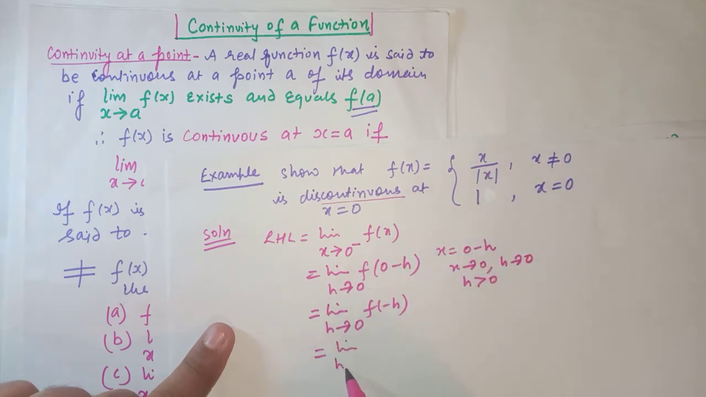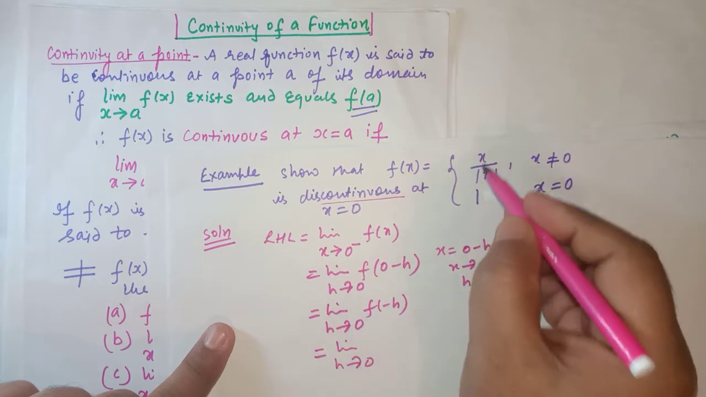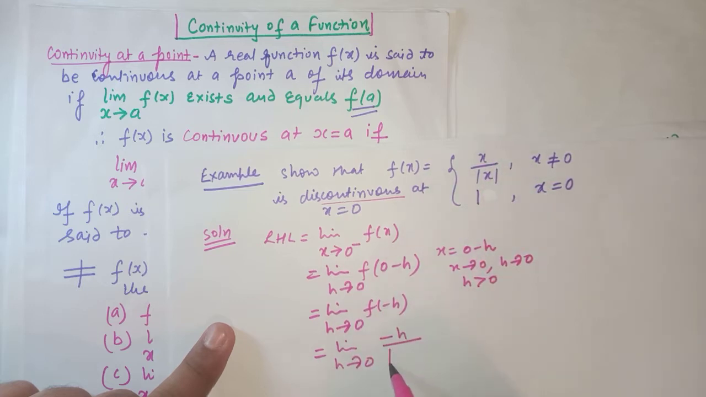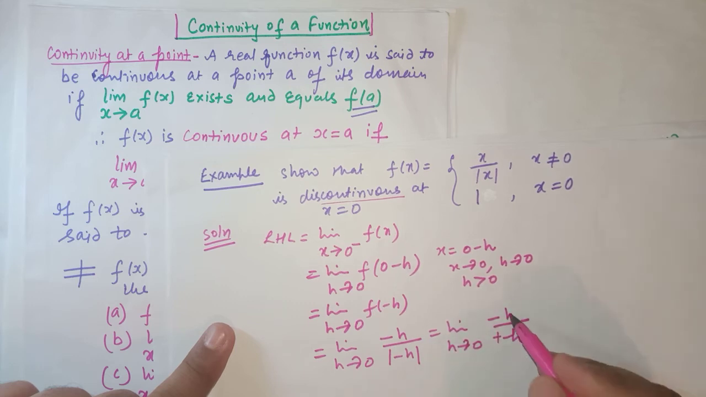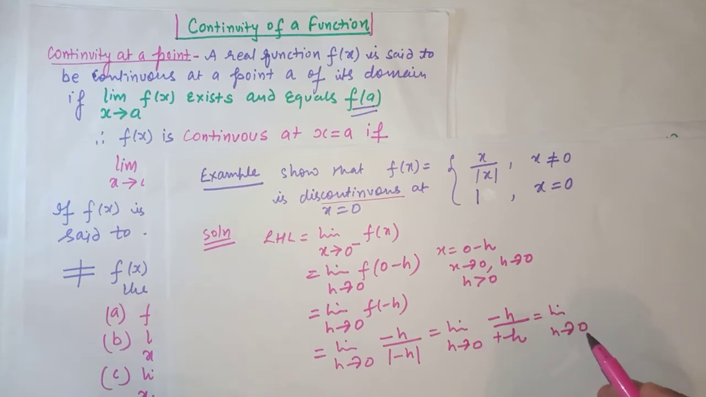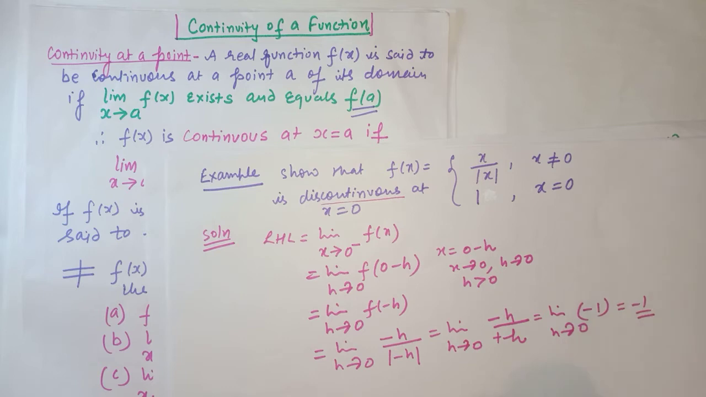So this is the limit as h tends to 0, f of minus h is minus h over mod of minus h, and this is equal to the limit as h tends to 0 of minus h over h, since mod of minus h is plus h. So h and h get cancelled, so this is the limit as h tends to 0 of minus 1, so we have minus 1.